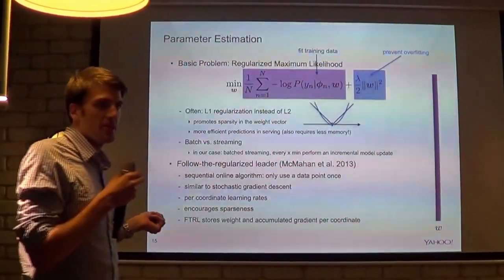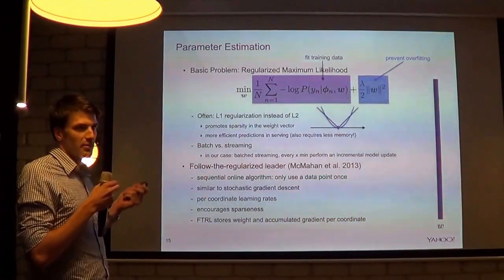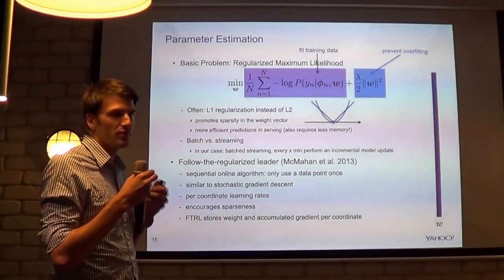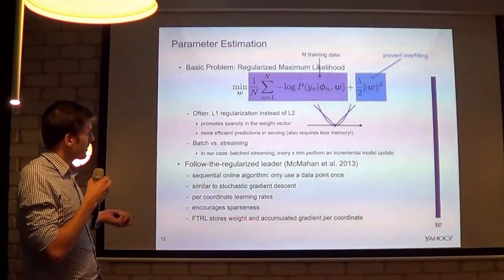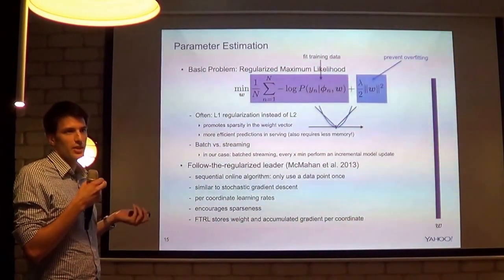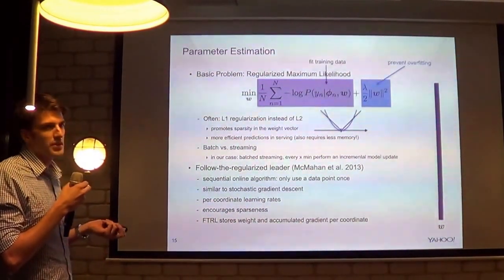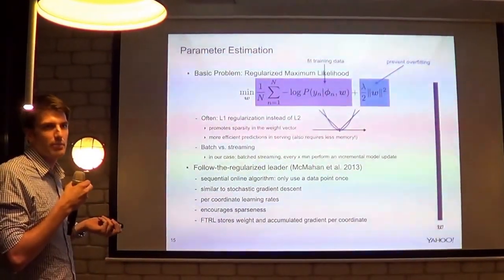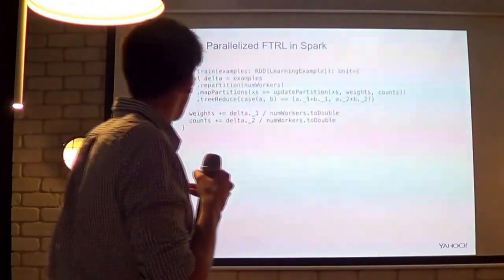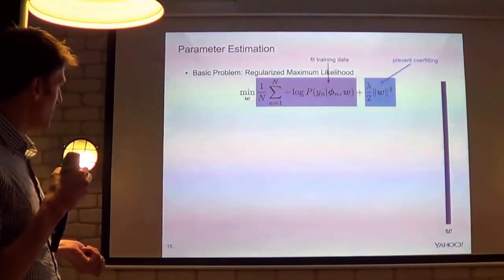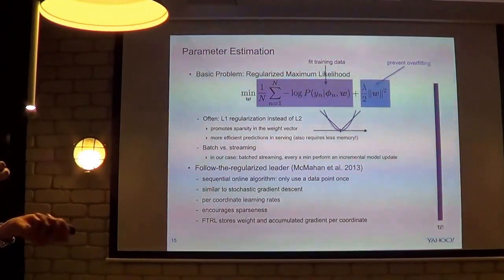You can think of it pretty much as stochastic gradient descent, which was already discussed before. It just has a few nice features. It has, for example, a per coordinate learning rate, so if the features are very skewed in some way, this does much better. Because it incorporates an L1 term, it encourages sparseness. And it doesn't only store the weights, but an accumulated gradient per coordinate, so you store not one vector, but two vectors. Now, I don't want to go into the details of follow the regularized leader, but I want to go into how one would actually implement this in parallel.